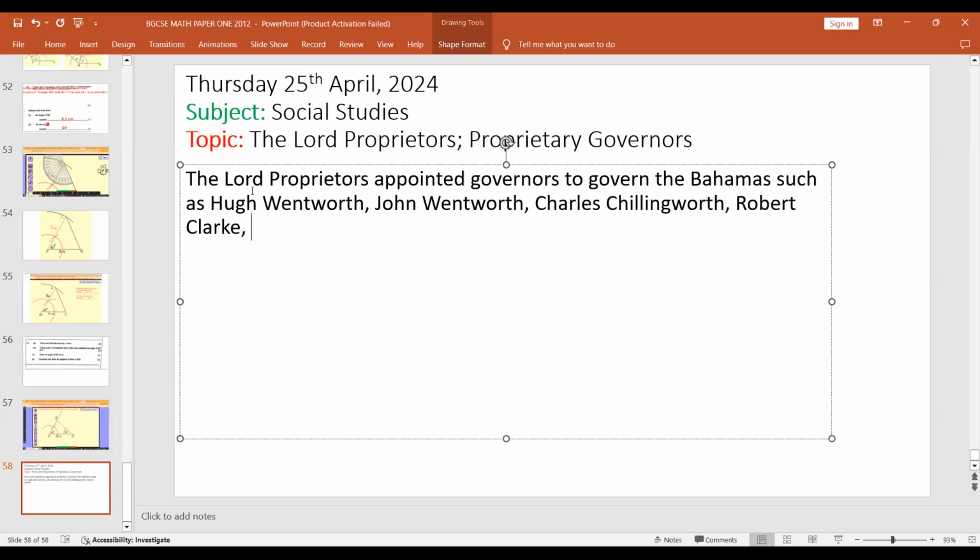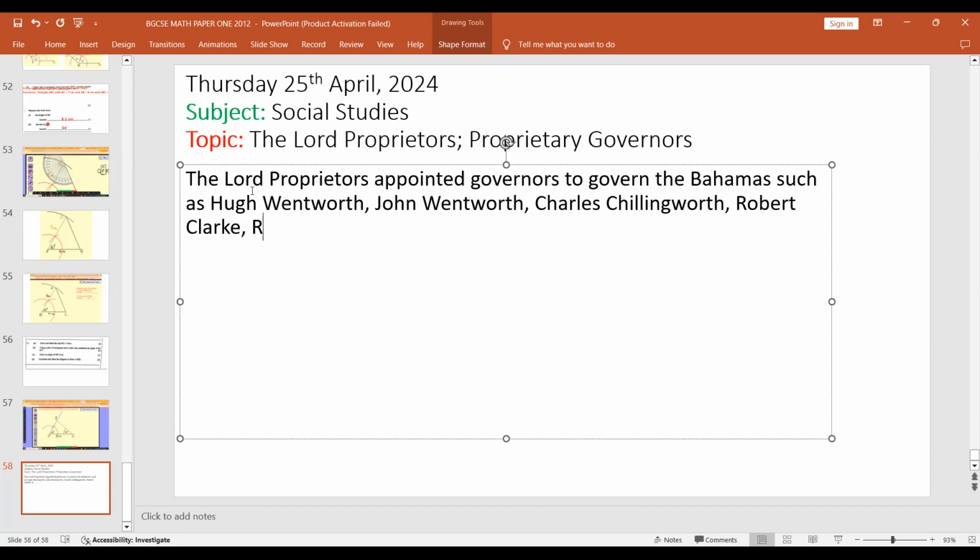I think he was the best governor. Robert Clark? I don't know if any of them were pretty good, because you might be talking about... remember, we're talking about proprietary governance. We're not talking about people like Woodes Rogers and who was that other guy who came after Woodes Rogers? Those type of governors.